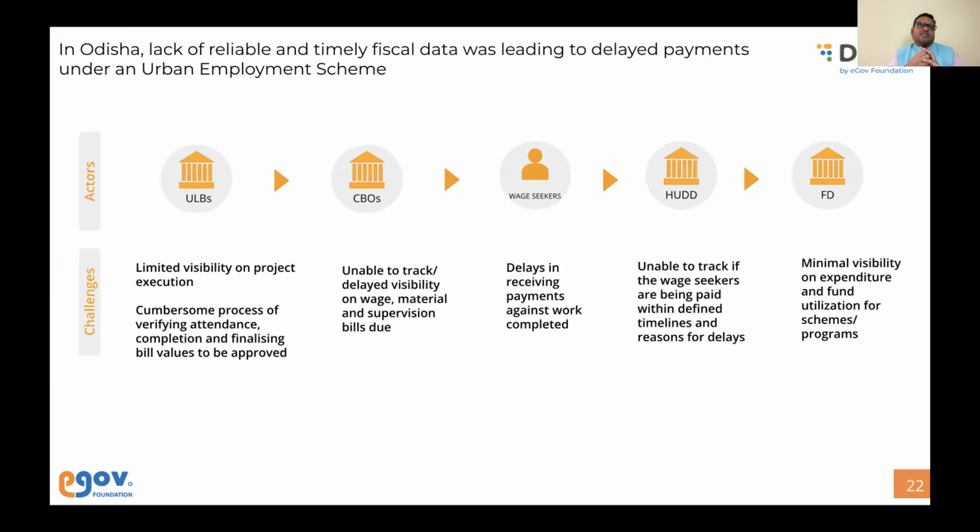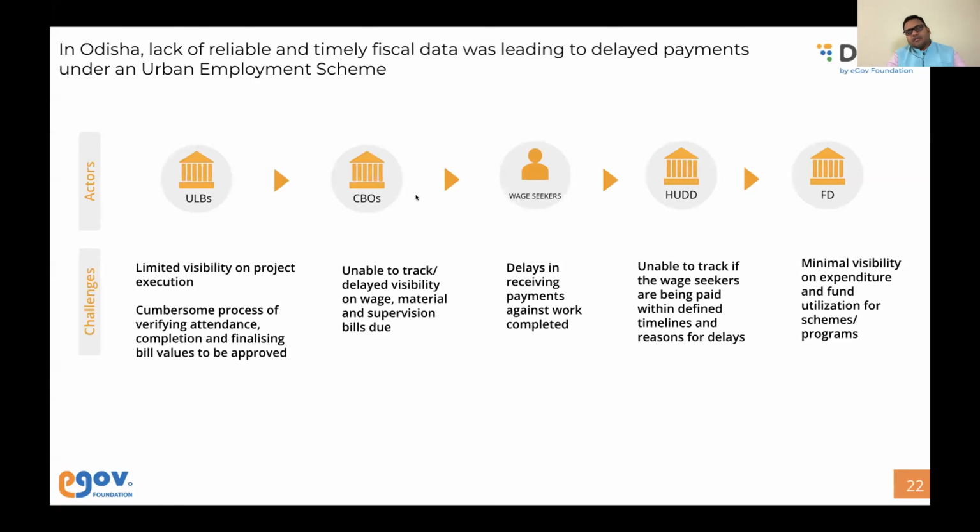Urban local bodies have a major challenge here in terms of visibility on the project execution itself. So when a work is undertaken, at what stage is it at? Unless they're on field, this is really hard to ascertain because they have to rely on information from the CBOs. And in addition to this lack of visibility, there's also a cumbersome process that we saw in terms of the entire works project lifecycle, from initiating to closing, raising the bills, getting the approvals through, etc. There are about 14 to 20 processes in different urban local bodies, depending on the size.